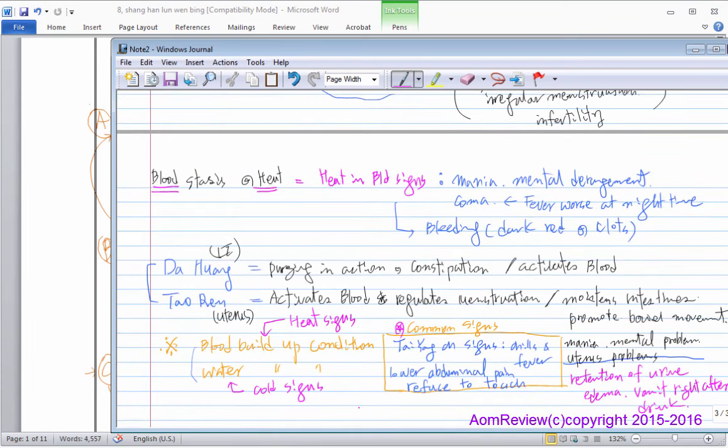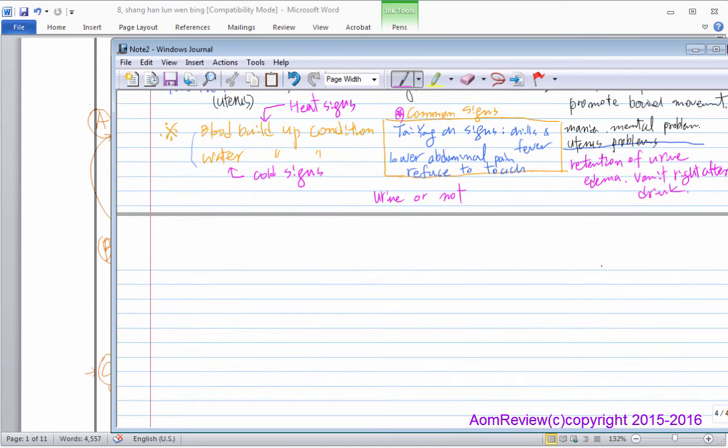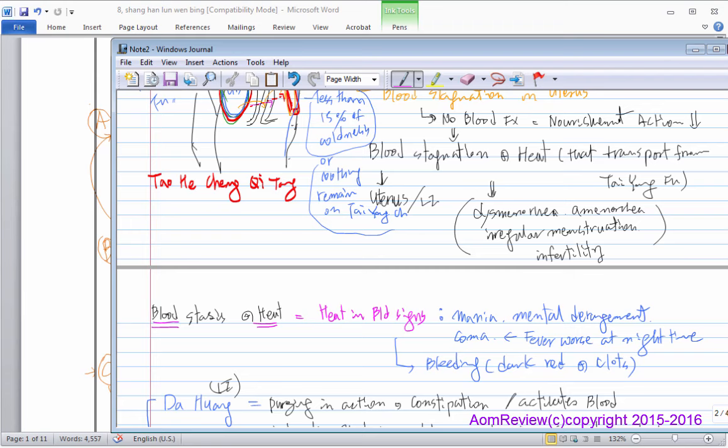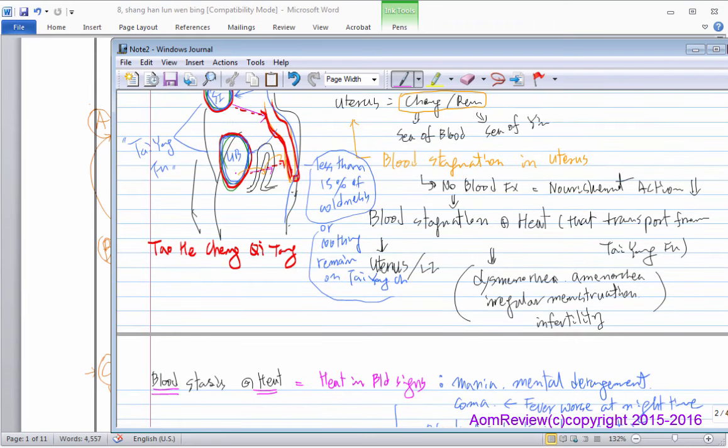Here's what's the big difference: urine or not. This is the differentiation between the water buildup and the blood buildup. Mostly there's urine. Here's the symptom: the pathogen moved from the Taiyang to the Yangming or uterus. There's no pathogen remaining in here, so that's why they have some sign with normal urination or incontinence of urine. This is a keyword: if no urine output, this indicates the Taiyang water buildup condition.